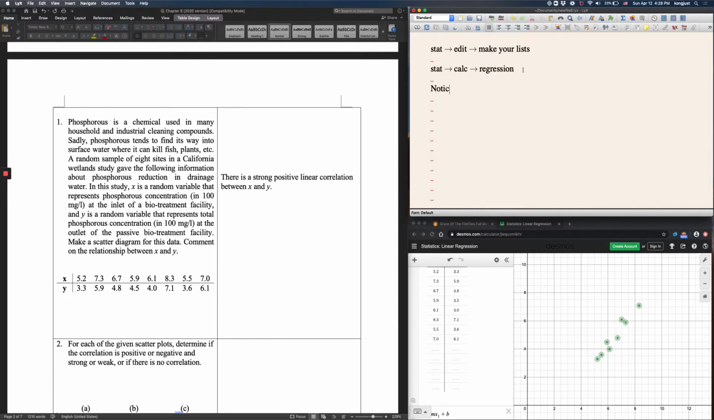So notice, X list corresponds to the first list that you want to input, your X values. So yours should look something like this. And then it says a little bit later, Y list. And it says L2, right? So if you want to change these, you can just click on those, and then you can pick from your available lists. And then click on done.